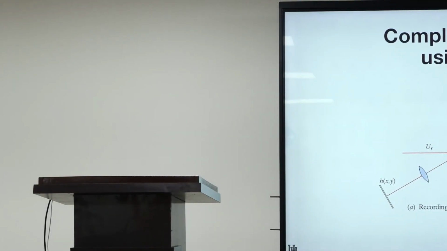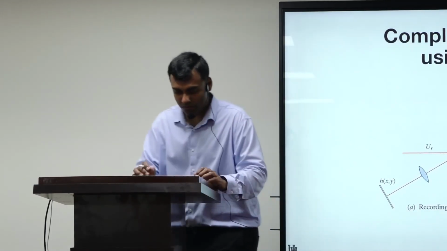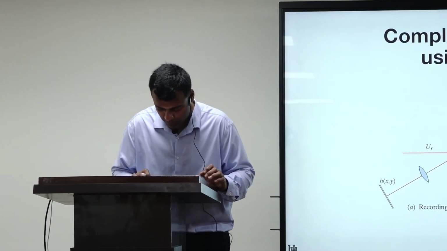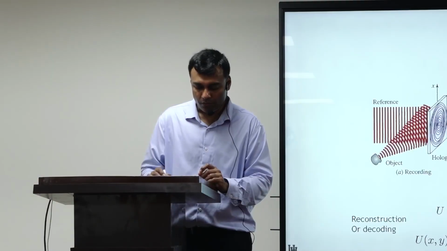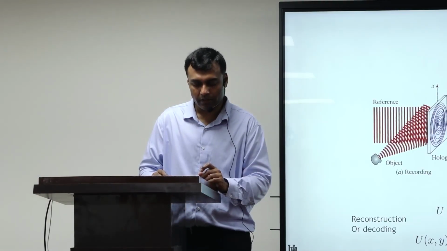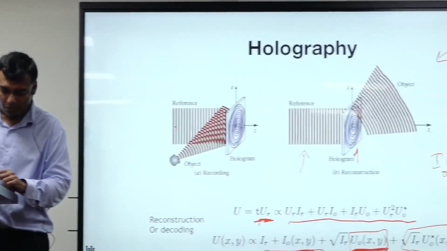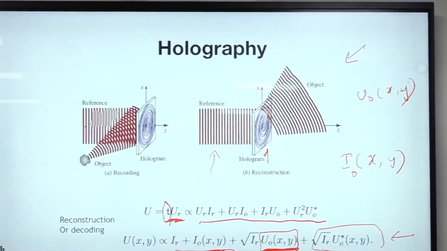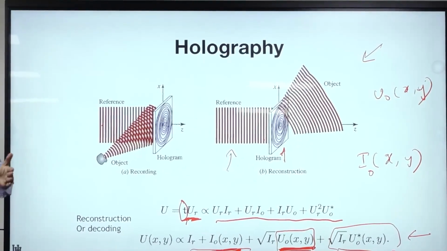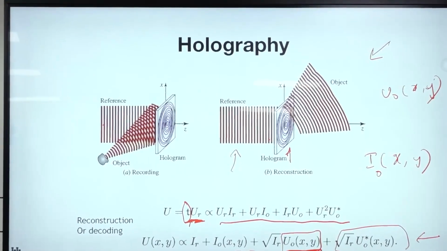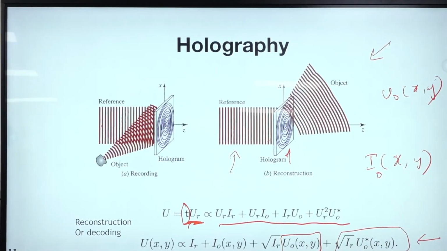Why the reference? Okay, that's an interesting question. Back to this figure. When you are doing it, you interfere the reference with the object. What you have as the recording on the plate is the intensity T. And if you just have T, then you need some light to illuminate it so that you see something on the other side.